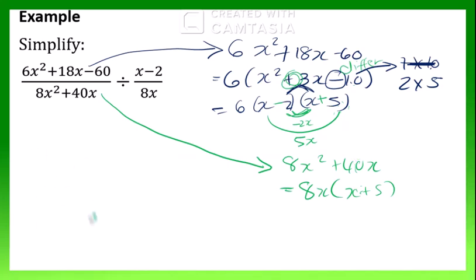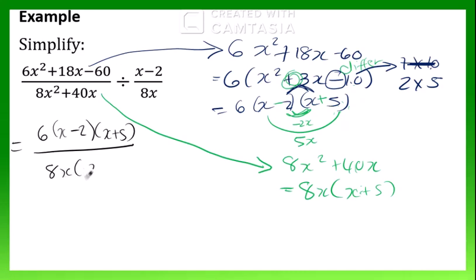Okay. And then we see in the second fraction, there's nothing special there. You can't factorize anything. So, there we go, right? We factorize this one to 6x minus 2, x plus 5. Our denominator is 8x, x plus 5.